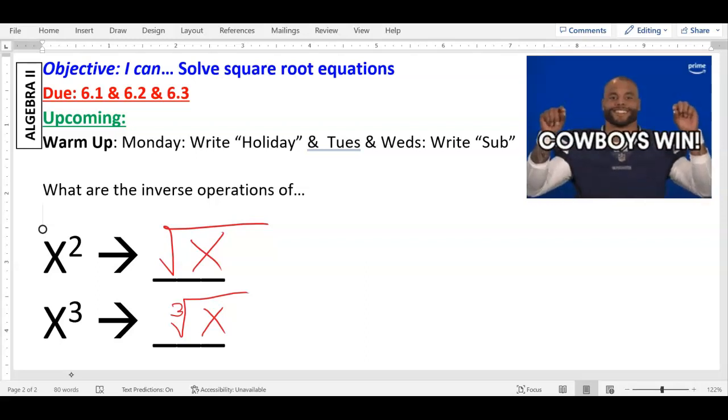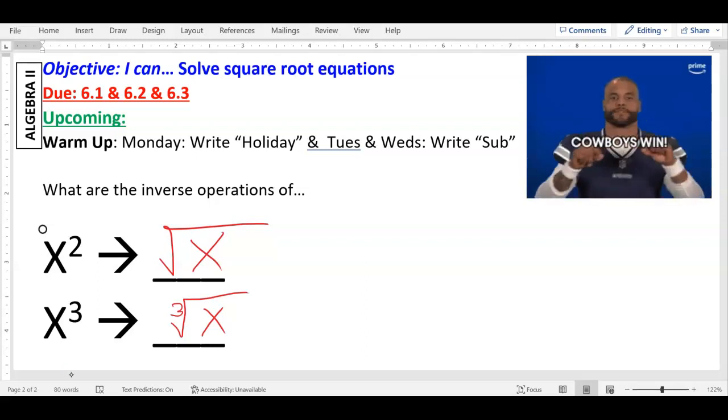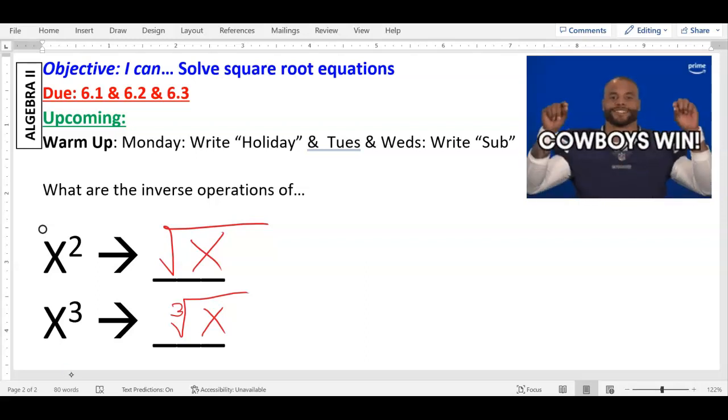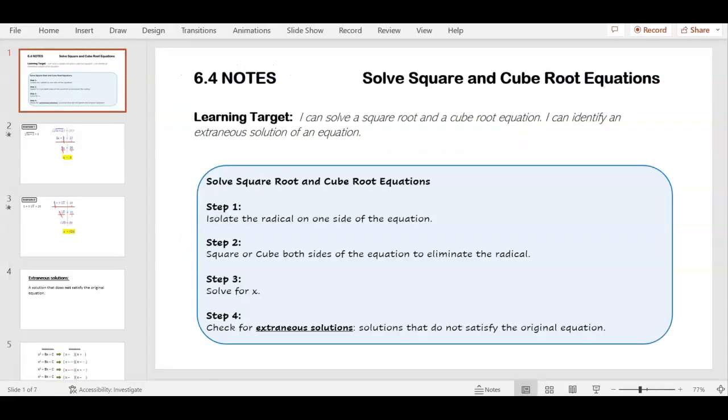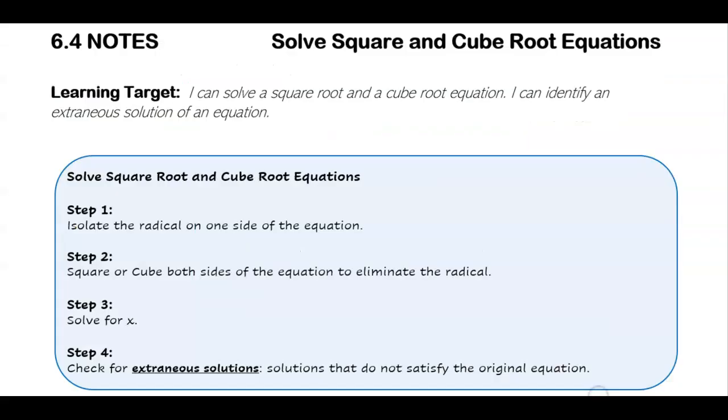Our warm-up for today: the opposite of squaring is square root, the opposite of cubing is cube root. And now we are on the actual notes. Here we go. You will need a calculator, so just FYI. Now, for the notes, we're doing 6.4 and 6.5 combo, okay?